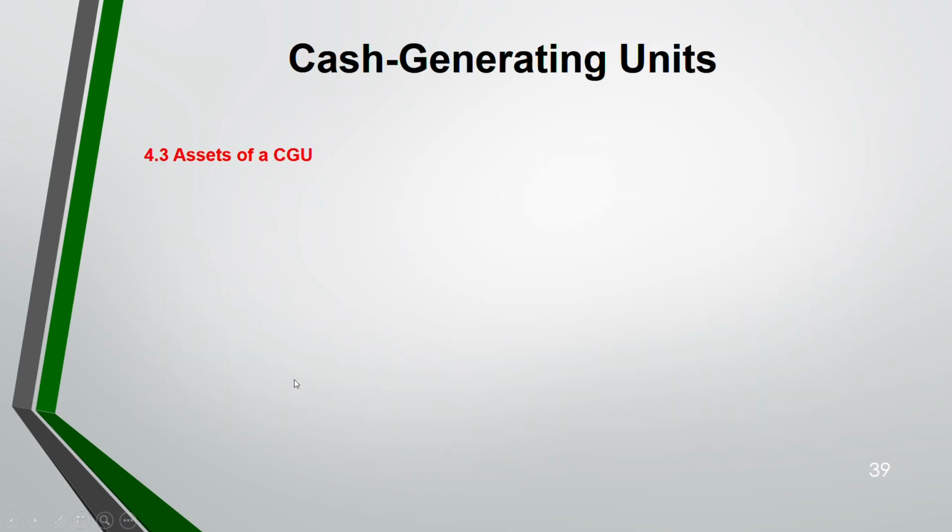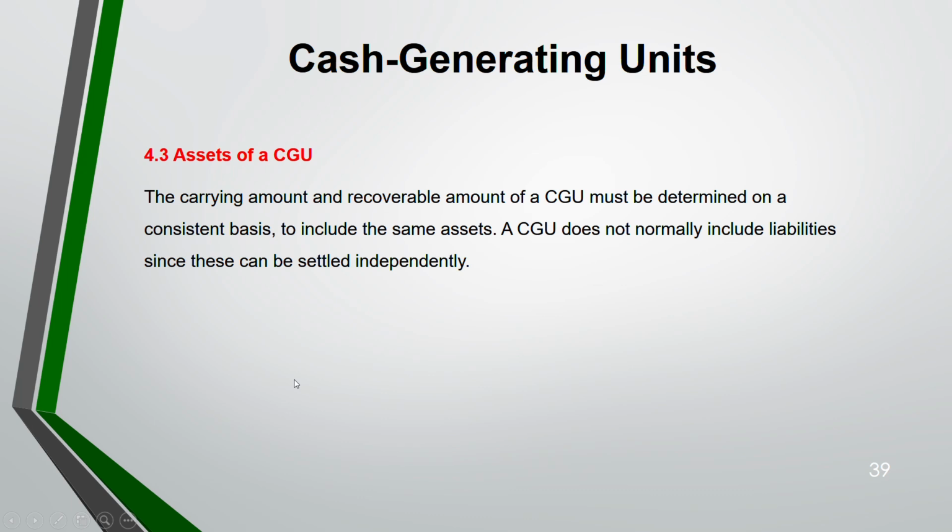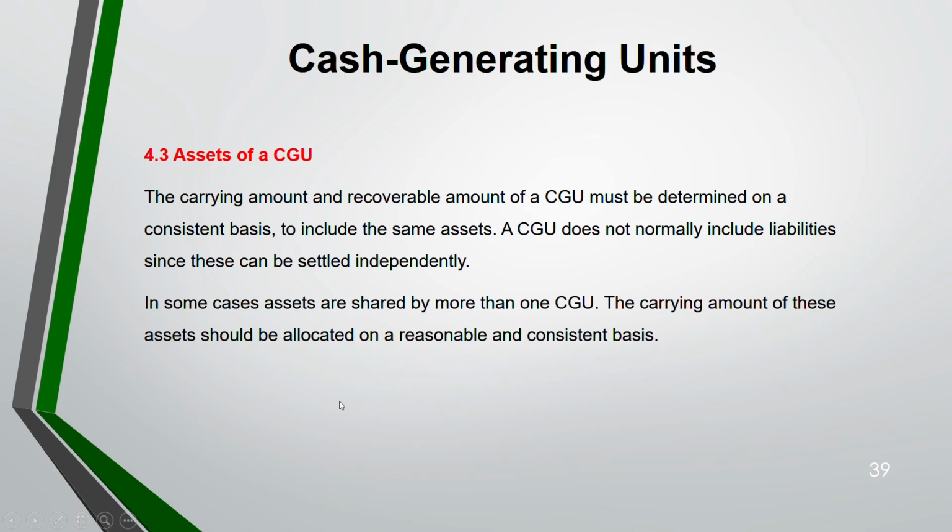Now, assets of a CGU. The carrying amount and the recoverable amount of a CGU must be determined on a consistent basis to include the same assets. A CGU will not include liabilities because they can be settled independently. So we are only focused on the asset part.